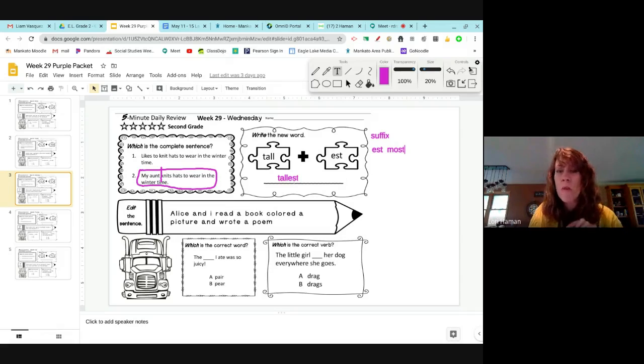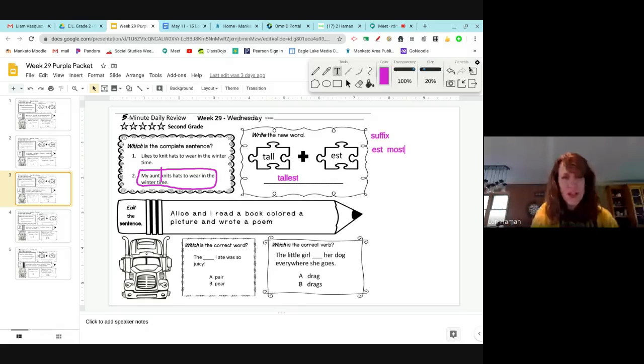Tallest means most tall. So if you said, I don't know, Mr. Jonathan is the tallest person in our school. He is the most tall, right? And we certainly know that we use est when we're talking about more than 2. So there's a lot of people in our school, and he is the most tall, the tallest. I just kind of took a guess as to who that would be, but I know he's a really tall guy. Let's look at our edit the sentence.